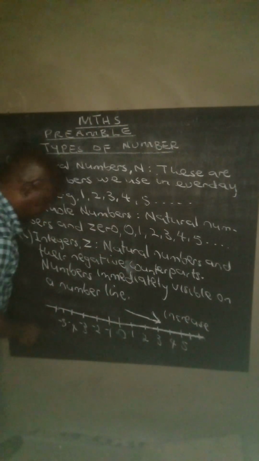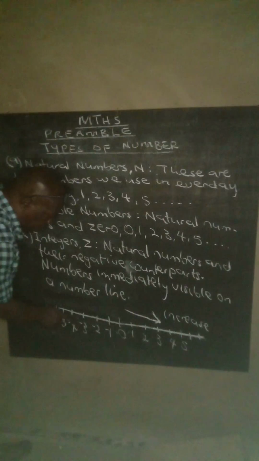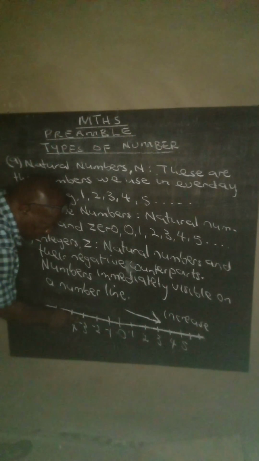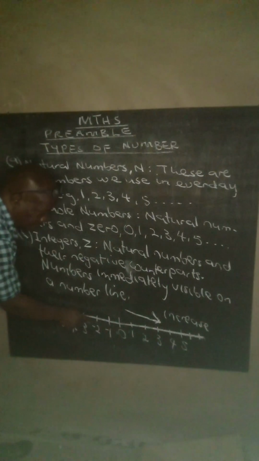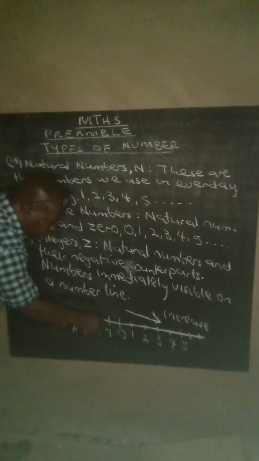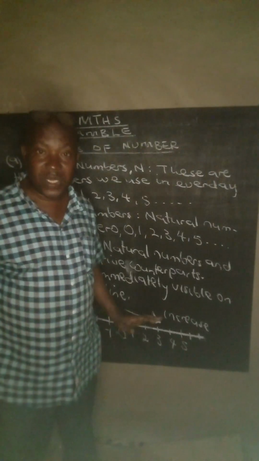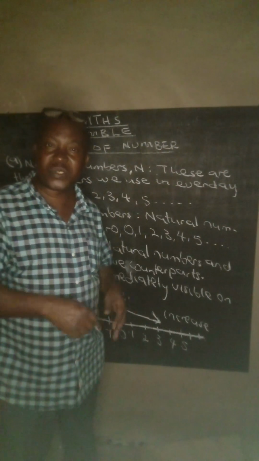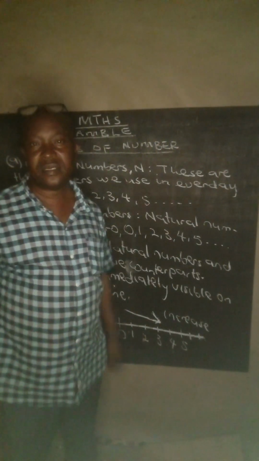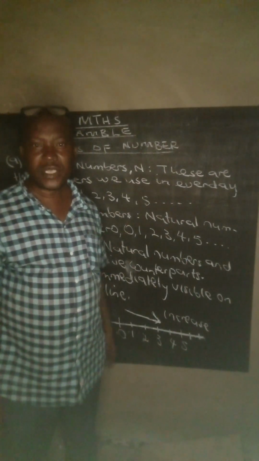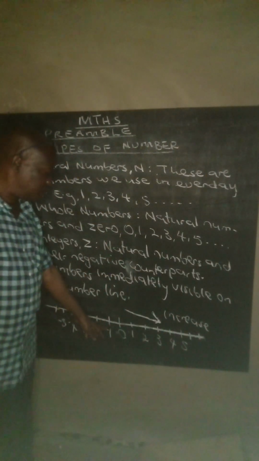So, in essence, minus 3 is larger than minus 4. Minus 2 is larger than minus 3. Minus 1 is larger than minus 2. 0 is larger than minus 1, because if you don't have anything in your pocket, it is 0. Now you are better than someone who is owing 1 naira. You are richer.